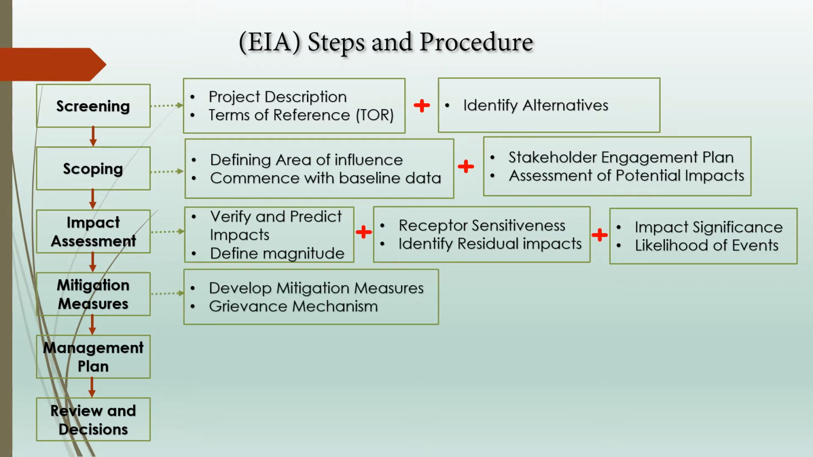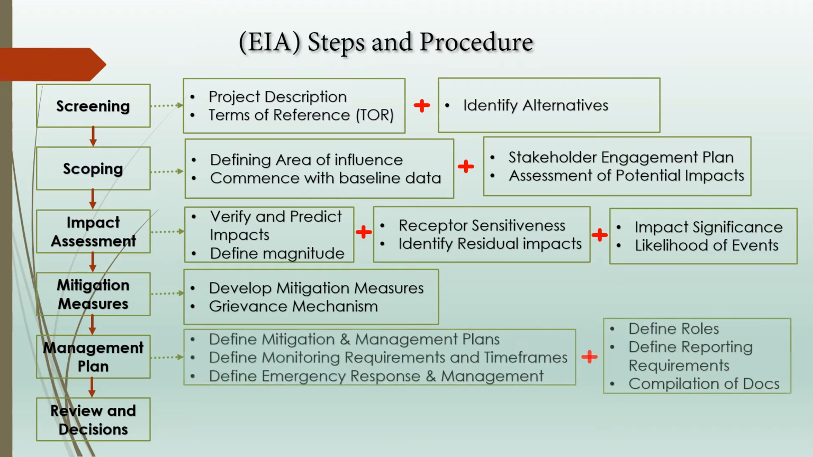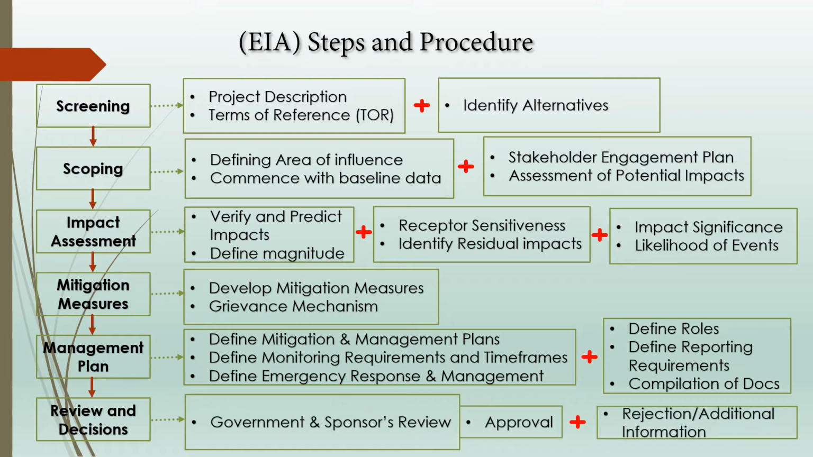Mitigation measures includes developing mitigation measures and grievance mechanism. Management plan includes defining mitigation in management plans, defining monitoring requirements and timeframes, defining emergency responses and management, defining roles and defining reporting requirements, and compilation of documents. And finally, review and decisions of EIA include government and sponsors review of EIA report, which will result in approval or rejection of the environmental impact assessment report.